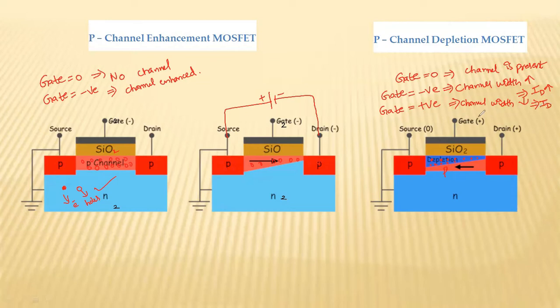So as this gate voltage increases more and more positively, the drain current decreases. So whenever gate voltage is negative, it is acting under enhancement mode, and whenever gate voltage is positive, then it acts in the depletion mode. So in this way, the p-channel and n-channel depletion MOSFET will be operated in both enhancement and also the depletion modes.